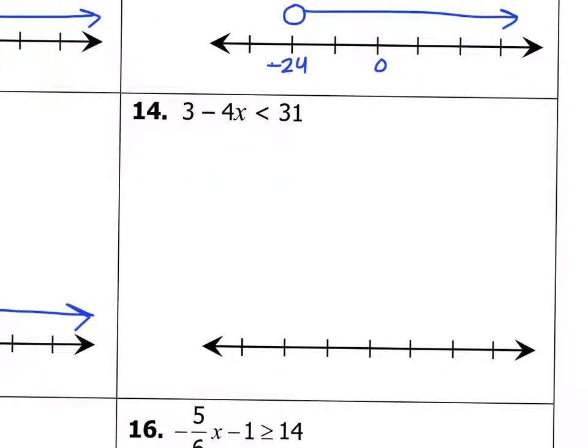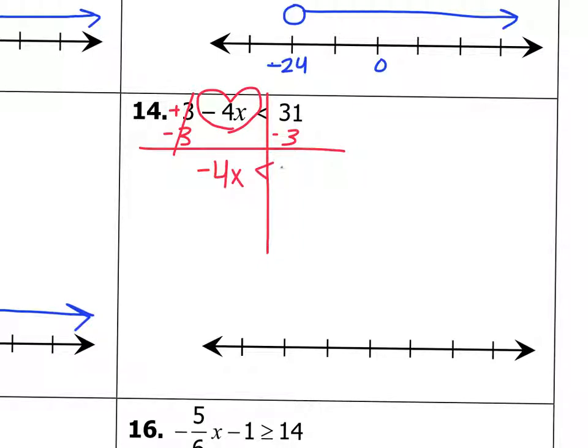Okay, now 14, you have to be careful because in 14, your heart is around negative 4x. Now, this is a positive 3. So how do I get rid of a positive 3? Negative 3. So I have negative 4x is less than 28.